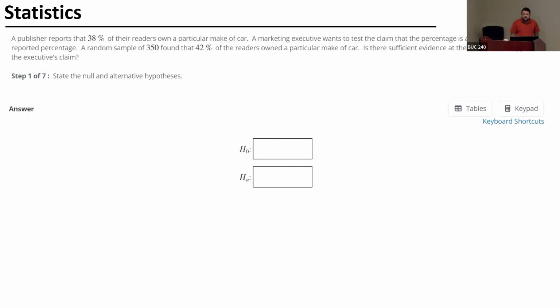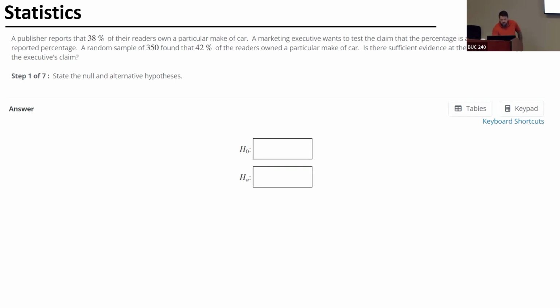A marketing executive wants to test the claim that the percentage is actually above the reported percentage. A random sample of 350 found that 42% of the readers owned a particular make of car. Is there sufficient evidence at the 0.10 level to support this executive's claim? Okay, step 1, always step 1. You need to state the null and alternative hypothesis.